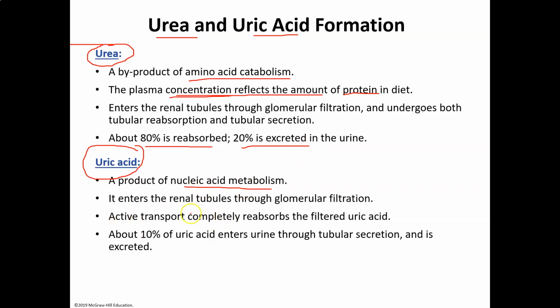Down here, of uric acid, 10% of the uric acid enters the urine through tubular secretion and is excreted. So you get rid of 20% of urea, you get rid of 10% of uric acid, your body's fine with that. That's normal. That's homeostatically normal.